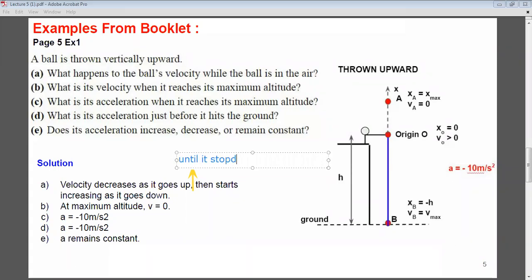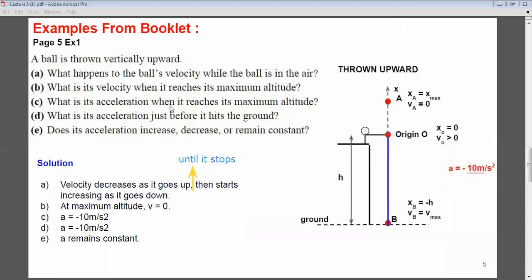Until it stops. Then starts increasing as it goes down. Okay. What is its velocity when it reaches the maximum altitude? When it reaches the maximum altitude, it will stop. So what will be its velocity? It will be 0. Okay, it will be 0.